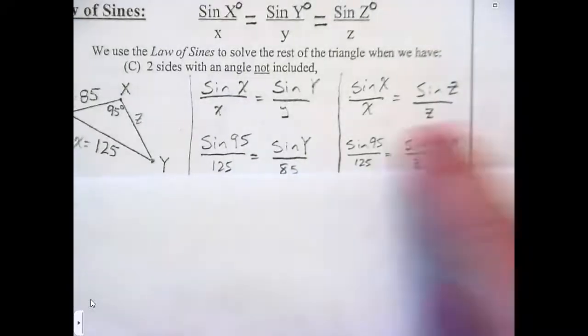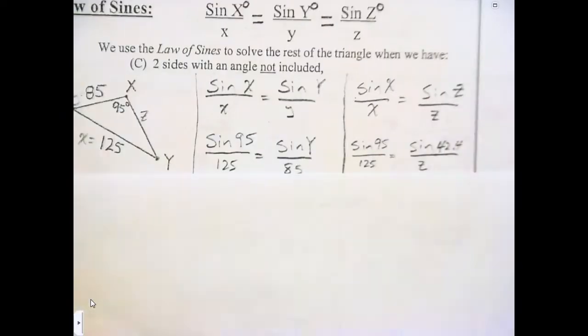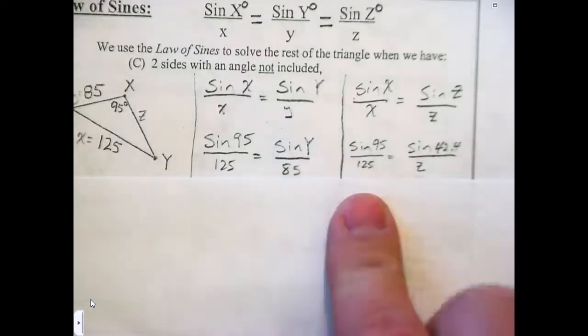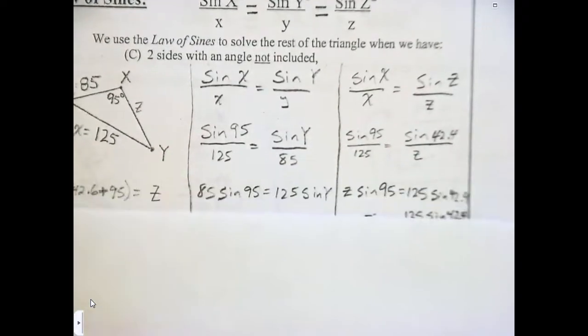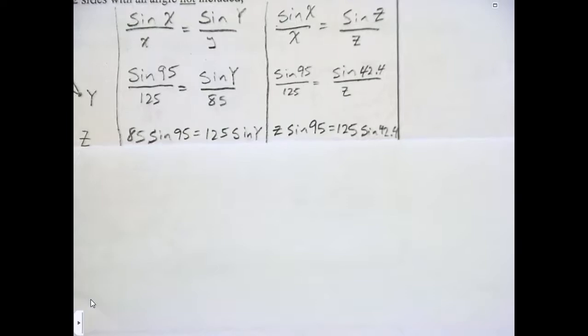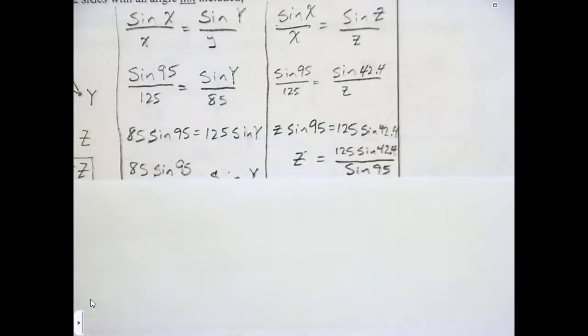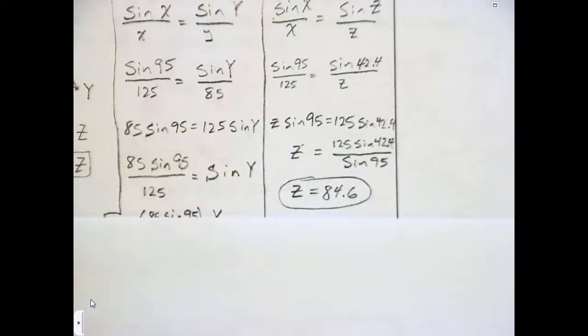We're focusing over here. Sine x over x equals sine z over z. So you get sine 95 over 125 equals sine 42.4 over z. Cross multiply gives you z sine 95 equals 125 sine 42.4. And then take that, divide by sine 95, we get 84.6.